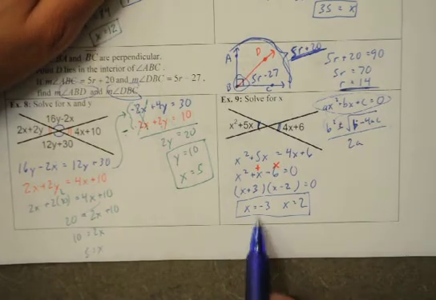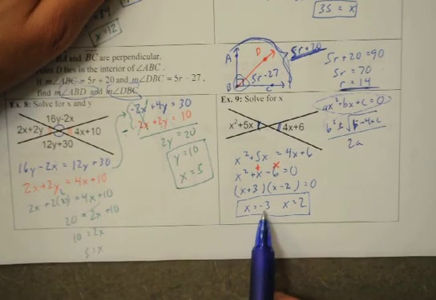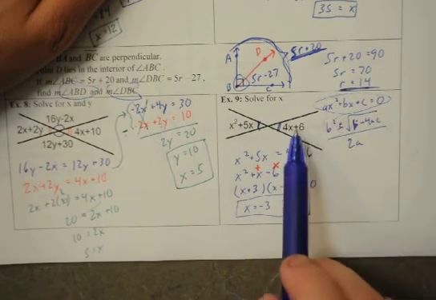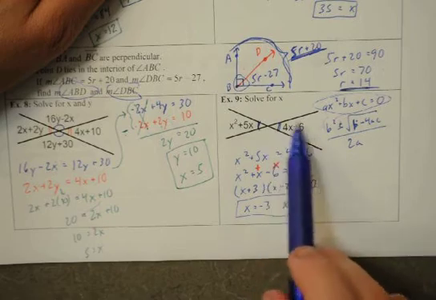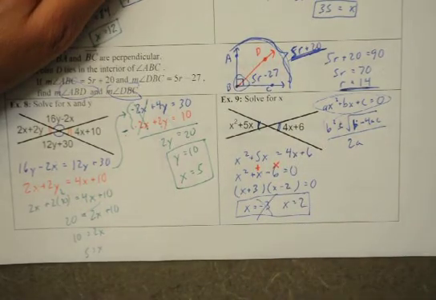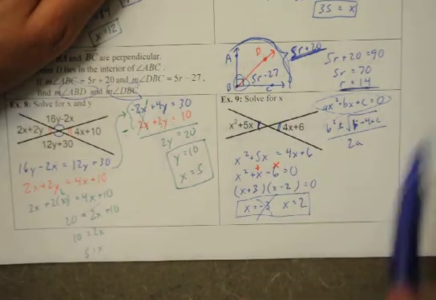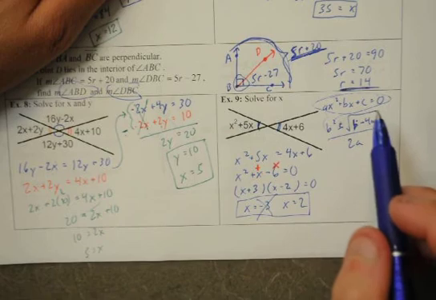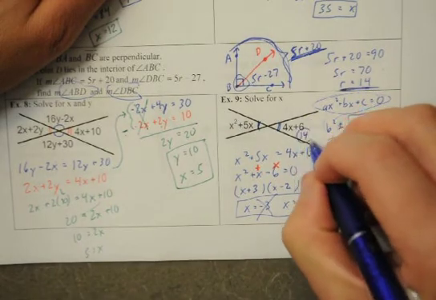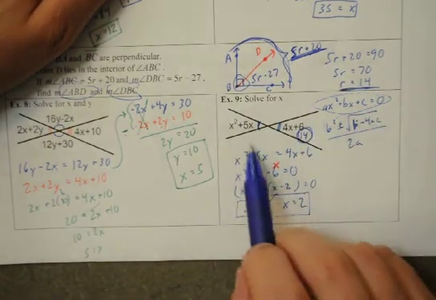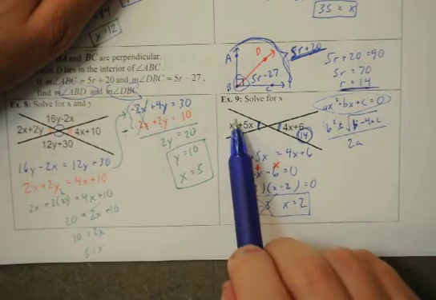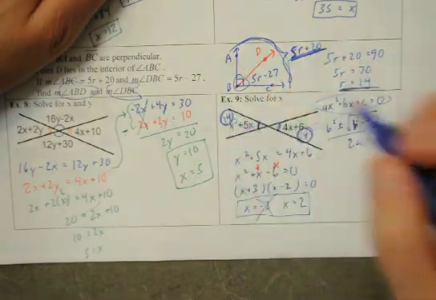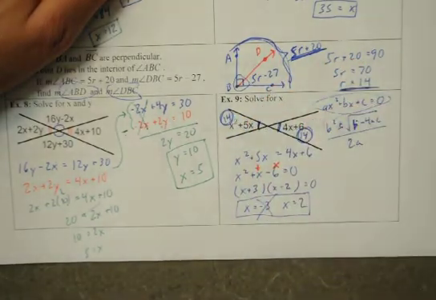In geometry, you have to check your negatives. If I plug in negative 3, that would make this negative 6. There's no such thing as a negative angle, so actually that doesn't work. It works in algebra, but not in geometry. If I plug in a 2, what do I get? That's 8 plus 6. 8 plus 6 is 14. And if I plugged in a 2 for this one, I get 4 plus 10, which is 14. That's what we wanted. We wanted these to be the same.